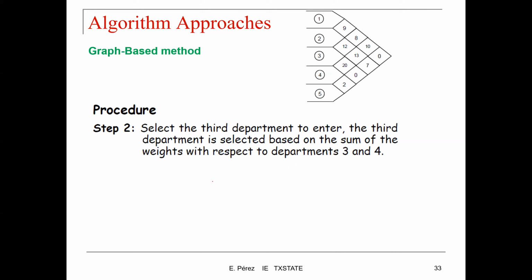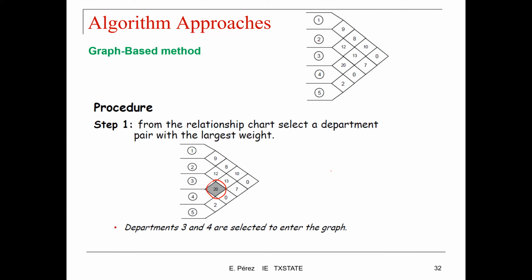So what we are going to do is start this graph, which connects 3 and 4, because those are the departments with the highest weight. And that weight is 20. So we are going to start adding more into this graph. And you'll see how this is going to allow us to decide the location of the departments. We start with 3 and 4, and now we want to decide who's going to enter next.